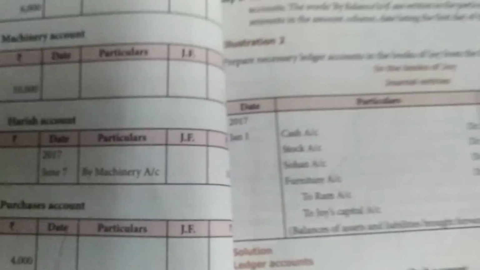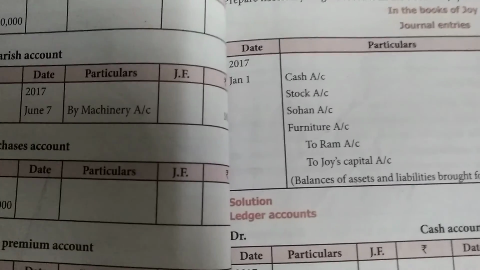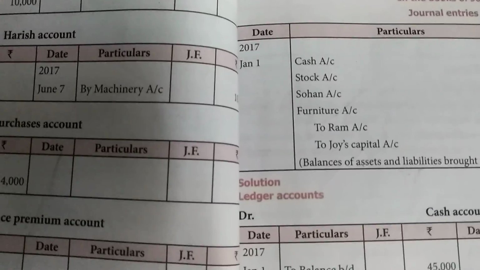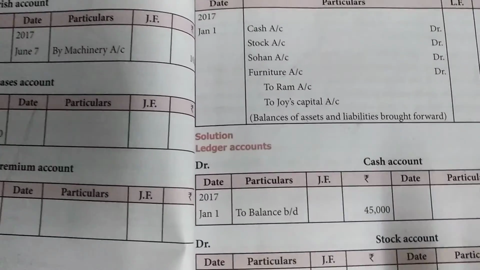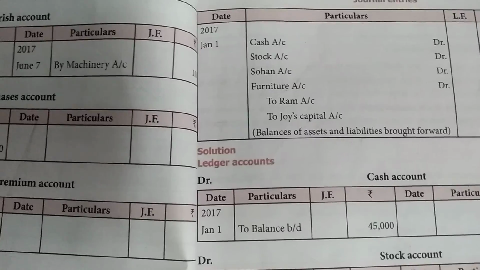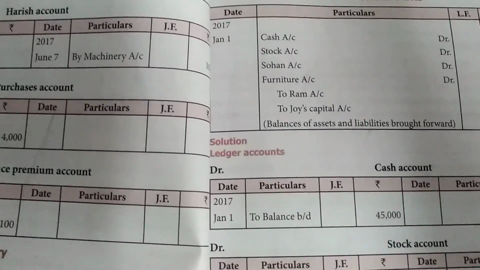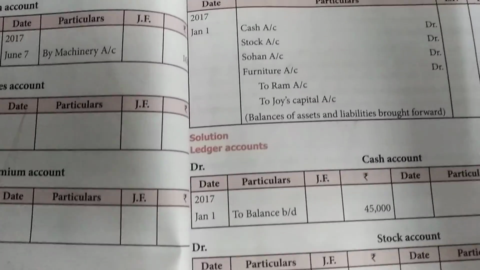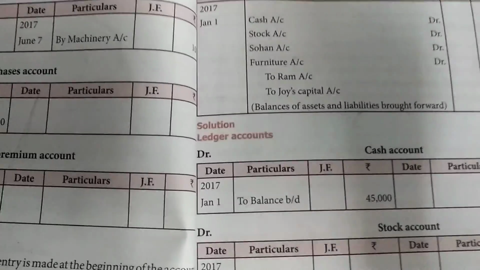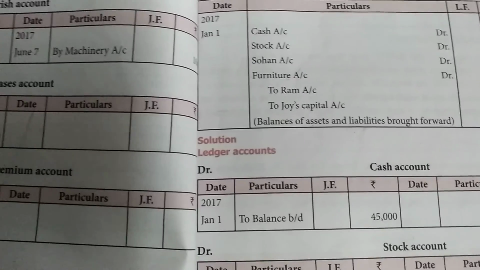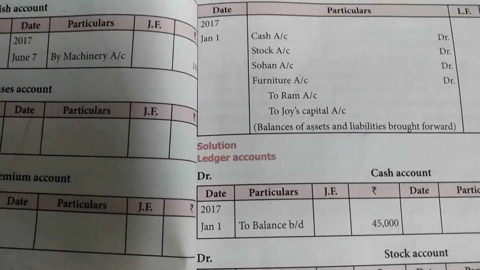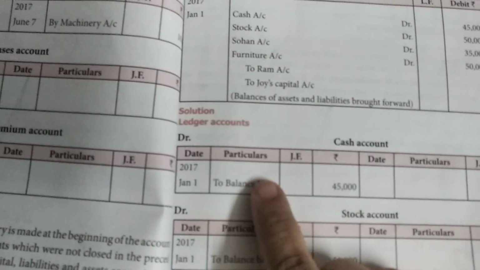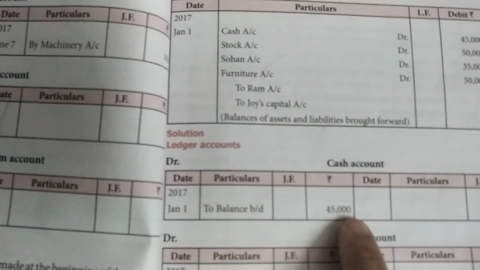Right? So for all the debit things, your opening balance will be on the debit side. For example, first one, cash account. Cash is an asset. You are bringing this cash from the previous year to the current year, right? So on 1st of Jan 2017, you are bringing the cash balance. So what is that balance of cash? 45,000. So you have to write balance brought down 45,000.